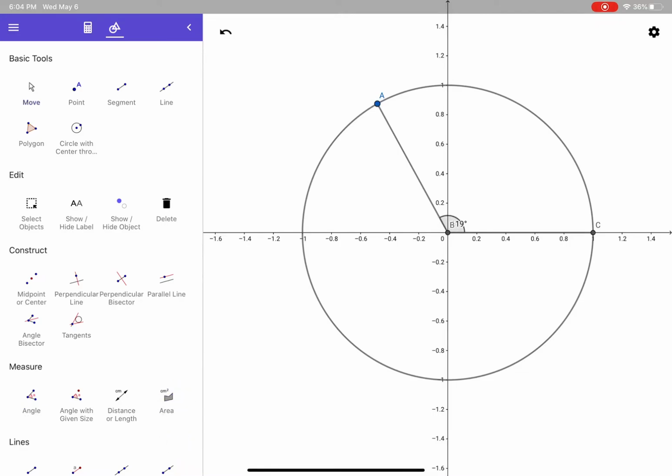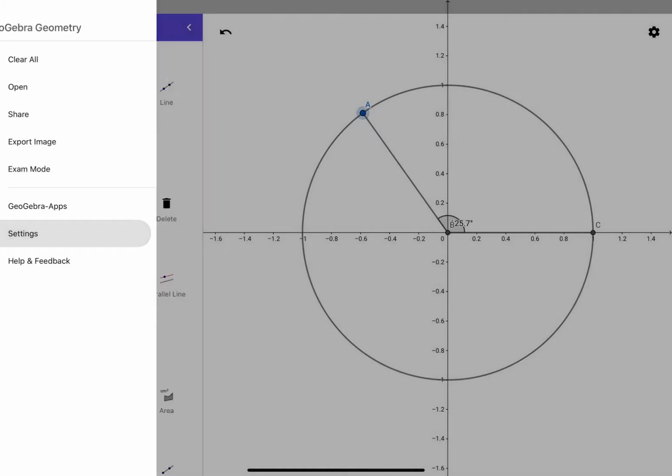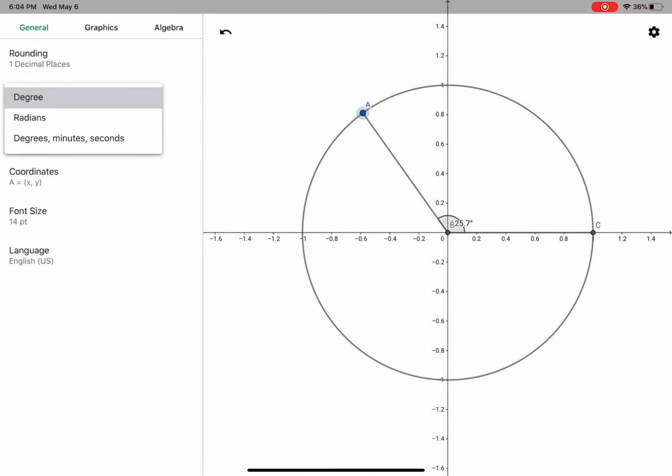And you can see that it's at 19, what? Is that correct? What is this in? Okay, there it is. It's obscured a little bit. Okay, so I have angle measurements in degrees there. I can change that in the settings, right here. Under angles, I can go to either degrees or radians.